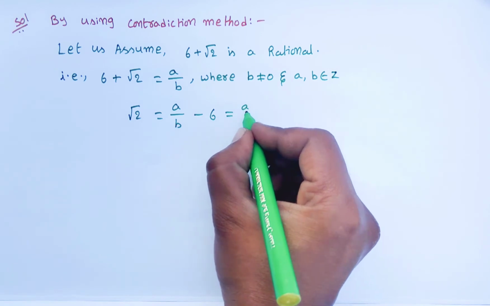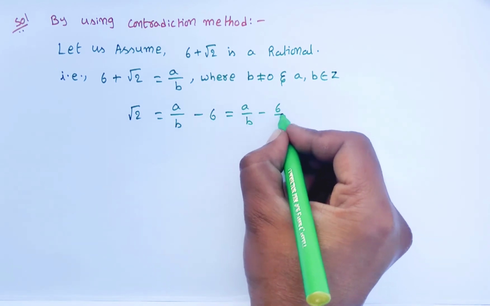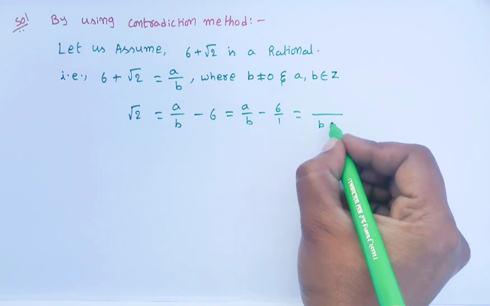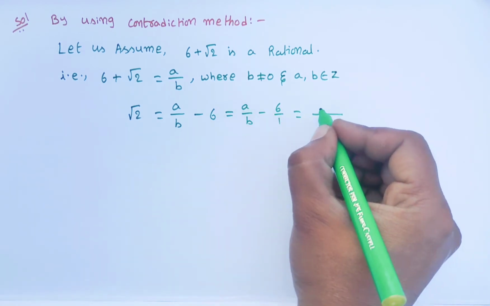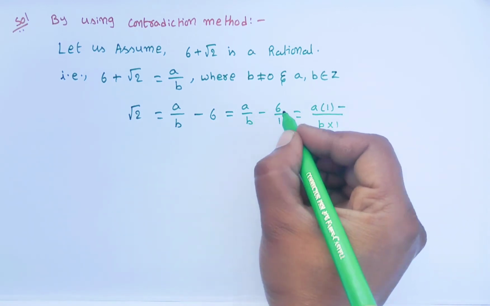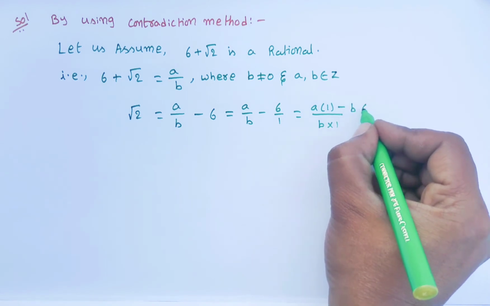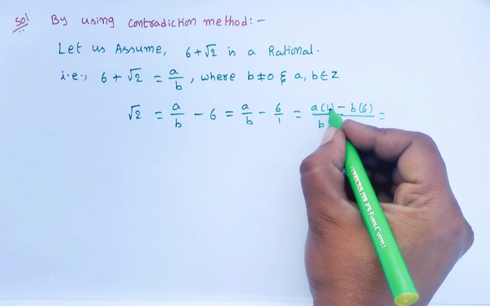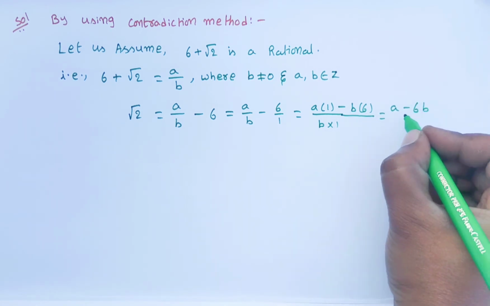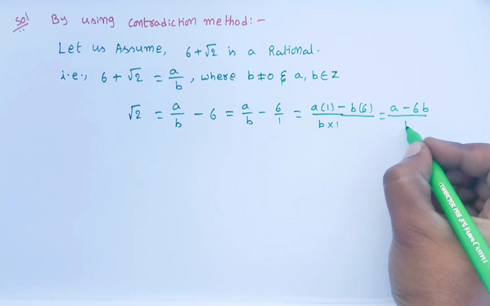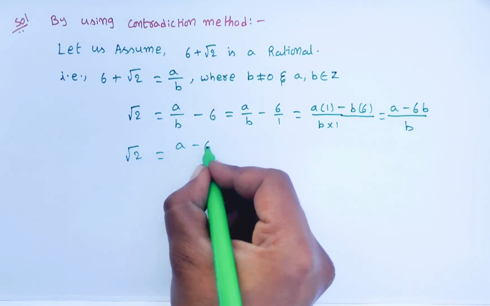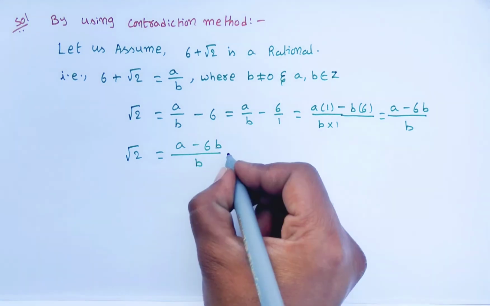That equals a by b minus 6, which can be treated as 6 by 1. That equals, taking the LCM, the denominator b into 1. Do cross multiplication: a of 1, keep minus as usual, and b of 6, that equals a into 1 as a, minus 6 into b is 6b, whole divided by b. Root 2 equals a minus 6b whole divided by b.